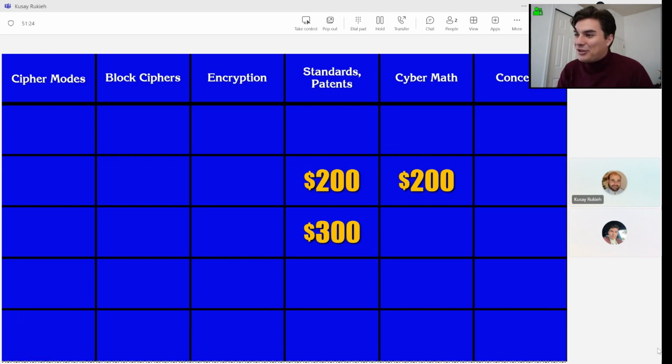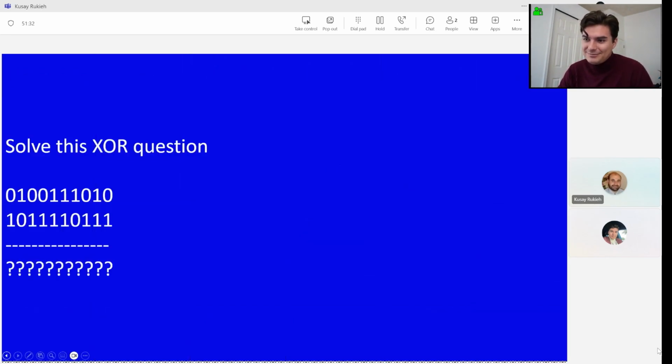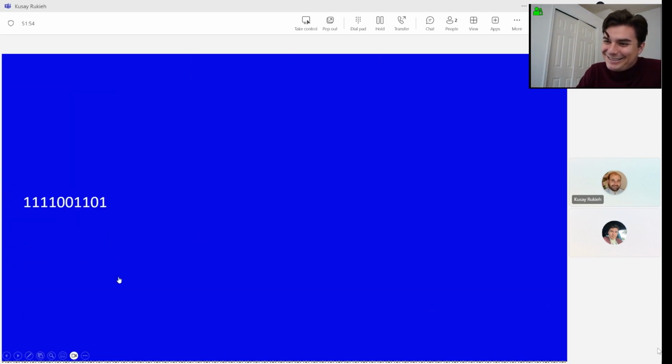Cryptography master. Let's go with an easy one, cryptography math, $200. That should be easy for you. You love it. Okay, XOR the following. If it's a zero and a one, it always carries down to one. If it's anything else, it's a zero. So we got one, one, one, one, zero, zero, one, one, zero, one. Let's see the answer. That's correct. If they're different, it's one. If they're the same, it's zero. We need more of these.